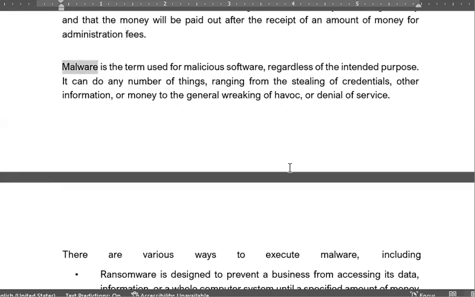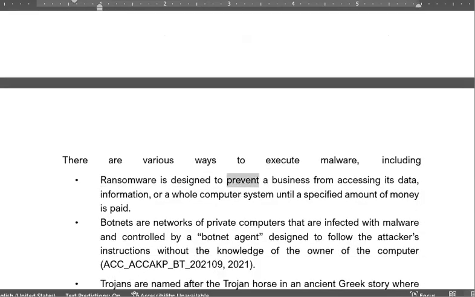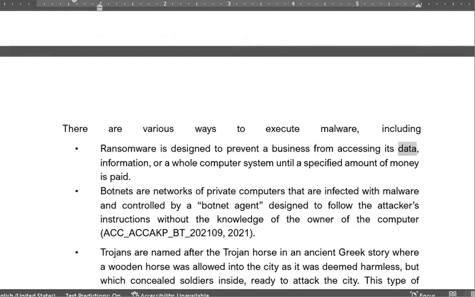Malware is the term used for malicious software, regardless of the intended purpose. It can do any number of things, ranging from the stealing of credentials, other information, or money to the general wreaking of havoc or denial of service. There are various ways to execute malware, including: ransomware is designed to prevent a business from accessing its data, information, or a whole computer system until a specified amount of money is paid.